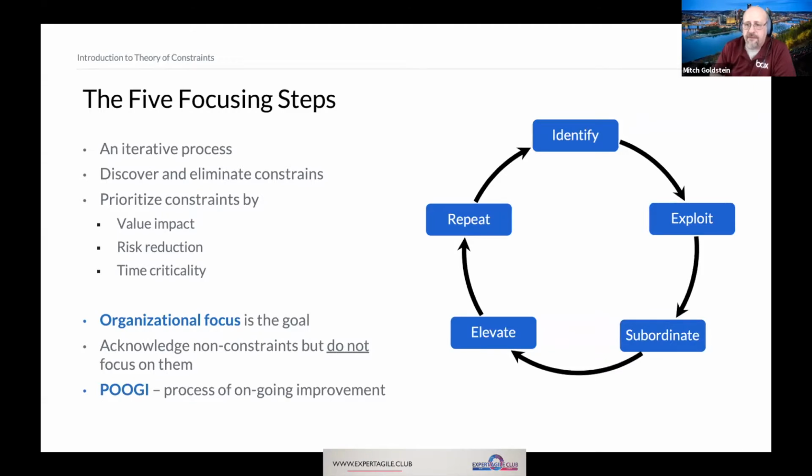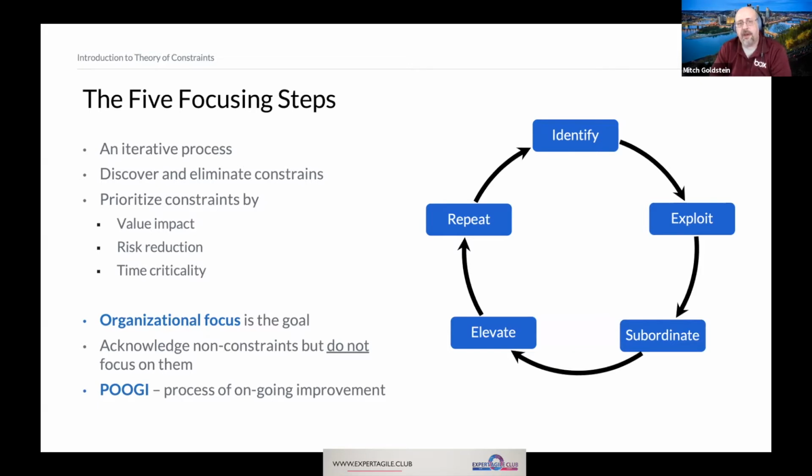Let's talk about the 5 focusing steps. The 5 focusing steps are identify, exploit, subordinate, elevate, and repeat. And it's an iterative process. It's not a one and done. It's something that we are going to do multiple times as we meet and talk and innovate around efficiency.